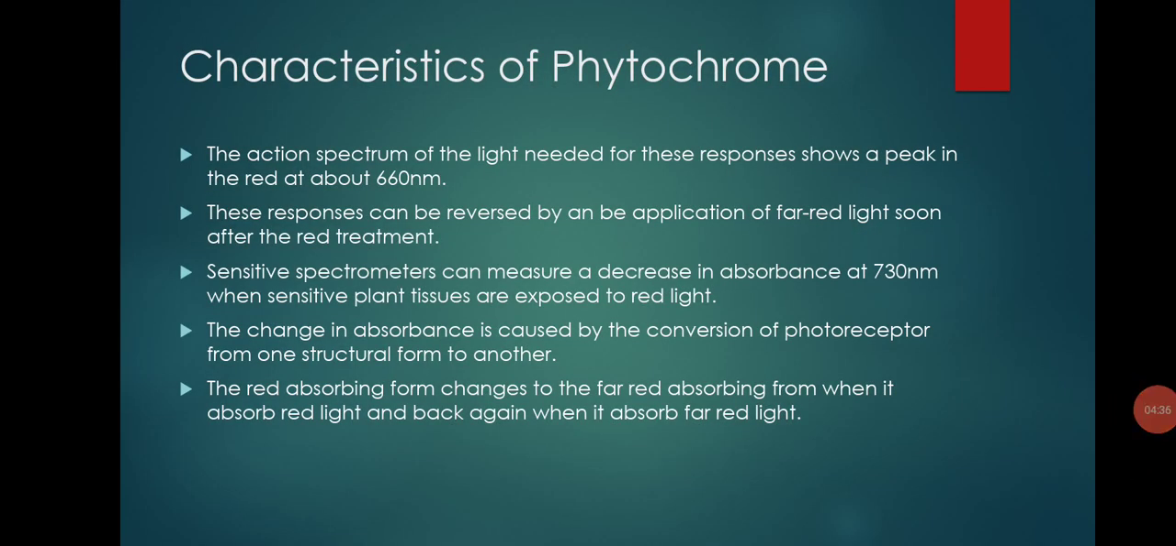Characteristics of phytochrome. The action spectrum of the light needed for these responses shows a peak in the red at about 660 nanometers. These responses can be reversed by an application of far red light soon after the red treatment. Sensitive spectrometers can measure a decrease in absorption at 730 nanometers when sensitive plant tissue is exposed to red light. The change in absorption is caused by conversion of the photoreceptor from one structural form to another. The red absorbing form changes to the far red absorbing form when it absorbs red light, and back again when it absorbs far red light.